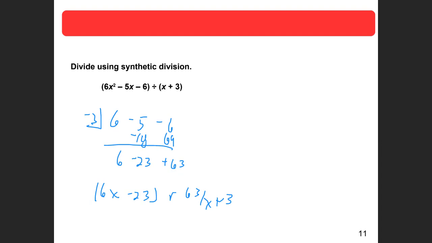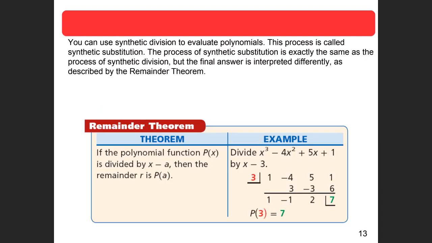Now, the nice thing is, if you ever get a remainder of 0, you know that this would be a factor of this. But since we had a remainder, it's definitely not a factor. All right, and the last thing that we have to talk about today is you can use synthetic division to evaluate polynomials. This process is called synthetic substitution. The process of synthetic substitution is exactly the same as the process of synthetic division, but the final answer is interpreted differently as described by the remainder theorem.